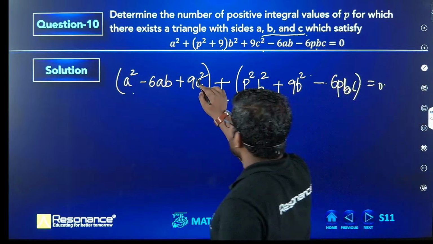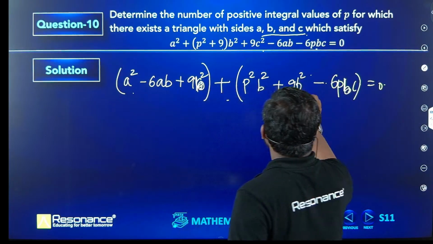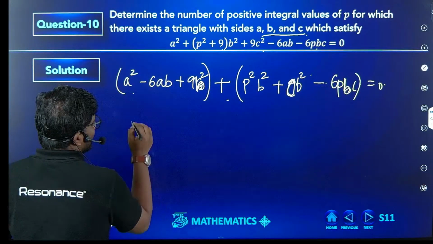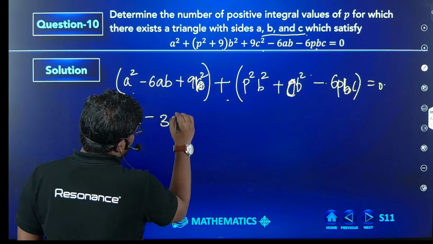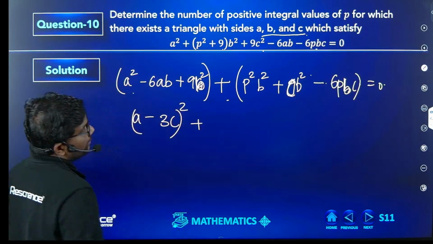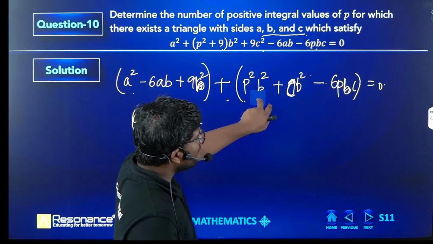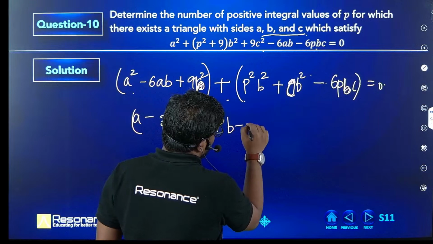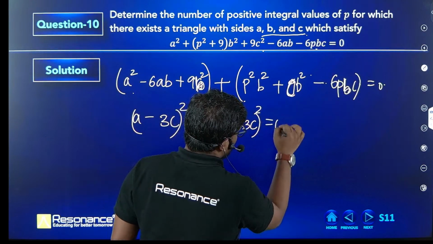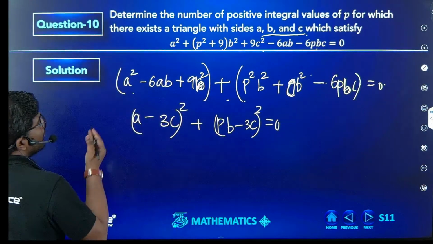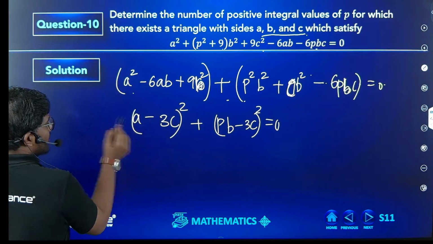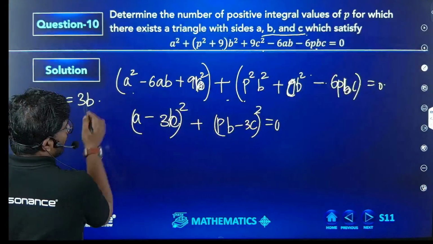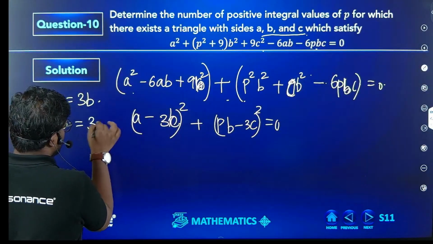Now, sorry, this is 9B square, and here it would be 9C square. Correct? Now we have separated the packets, and this packet would correspond to A minus 3B whole square, plus this packet would correspond to PB minus 3C whole square, which is 0. Now this is the central idea of the question, and from here on it's just manipulation that matters, because A becomes 3B and P into B becomes 3C.